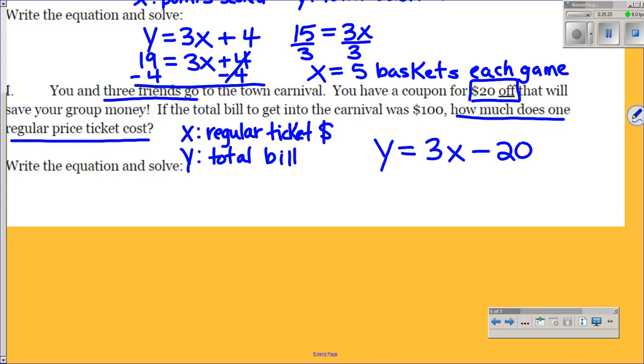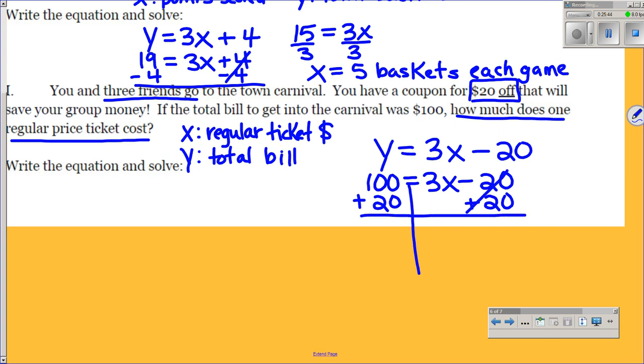Okay, now we're going to set this up to solve. They tell us the total bill to get into the carnival was $100. So we're going to substitute, remember y is the total bill, in the place of y, we're going to substitute the $100 equals 3x minus 20, and now again solve for x. We're going to add 20 on each side of the equation. 100 plus 20 is 120, and we're going to have this set equal to 3x. One more step, divide both sides of the equation by positive 3.